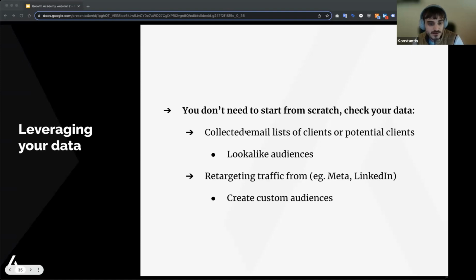And another option here is also leveraging data of your website traffic. So we know website traffic is not a lead, but we can make them a lead if we create custom audiences on very specific pages.